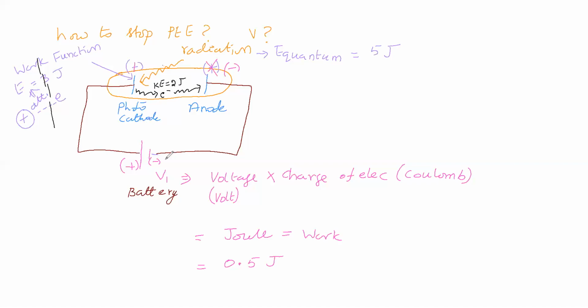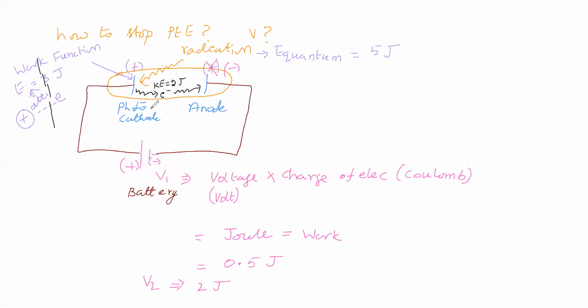Okay, sir. Now we will change the battery voltage. Now we will take the voltage of the battery such that this voltage into charge of electron is 2 joule. Now we will change the voltage of this battery. The battery voltage is V2. This voltage we will substitute here and multiply with the charge of electron, and we are getting joule. Suppose joule is 2 joule. Suppose due to this battery the external energy is 2 joule.